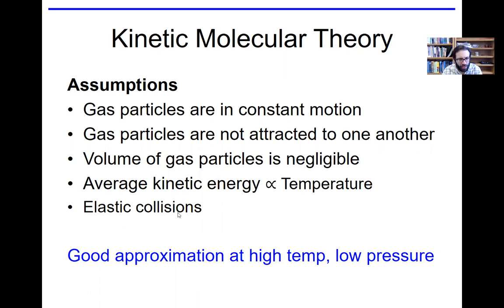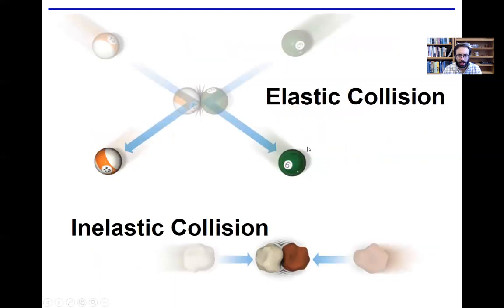We talked about how the average kinetic energy is proportional to temperature, and we're assuming all these things is another way of saying we're assuming elastic collisions, especially that gas particles are not attracted to one another. So what does elastic collision mean? It means you have billiard balls, for example, that bounce off each other at some speed, and they reflect and bounce off of each other at the same speed at which they're incoming. In other words, they don't lose any energy during the collision.